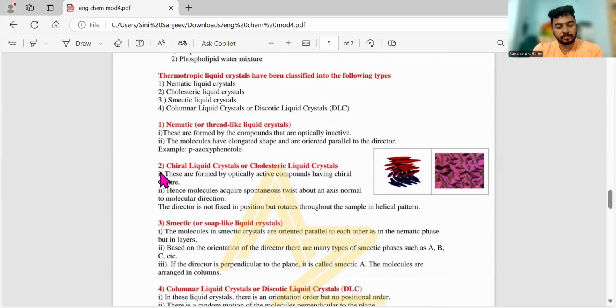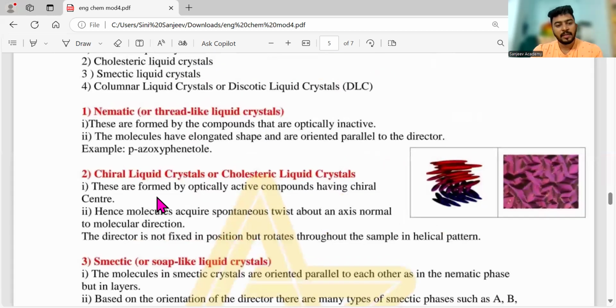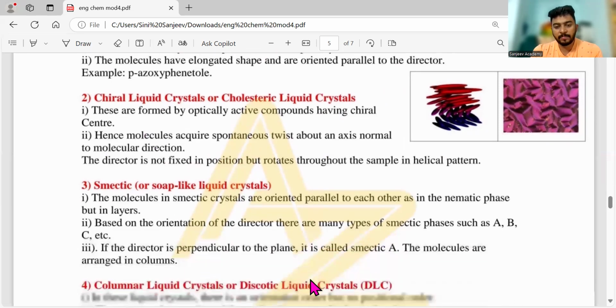Thermotropic liquid crystals: nematic liquid crystal, cholesteric liquid crystal, smectic, and DLC, that is discotic liquid crystal. Nematic is nothing but what? Thread-like. So they are optically inactive. They have an elongated shape and are parallel to the director. Let's zoom it. Chiral. Chiral means non-superimposable. So they are optically active. First one, optically inactive. Third one, they are parallel to each other in a nematic base.